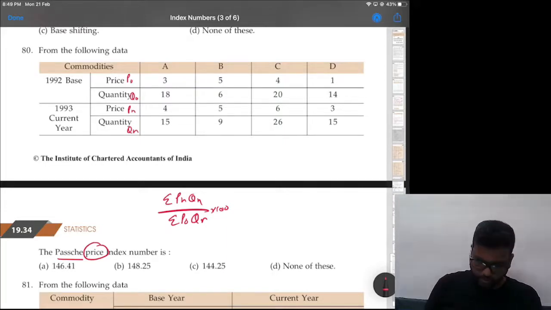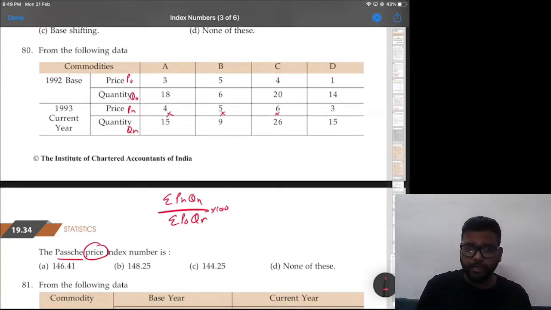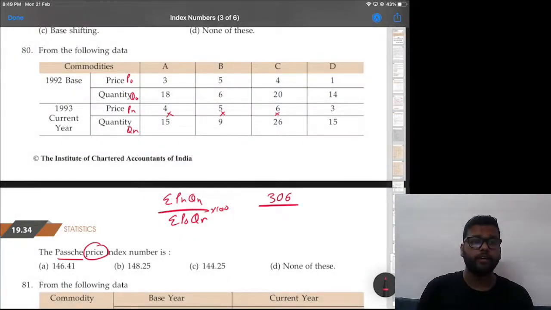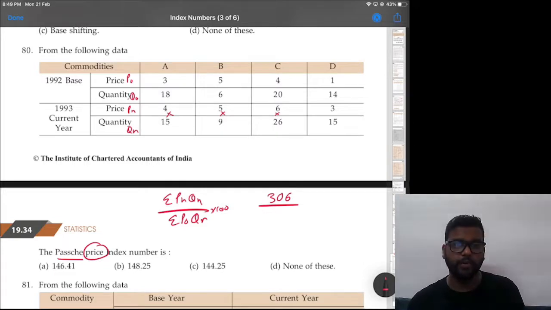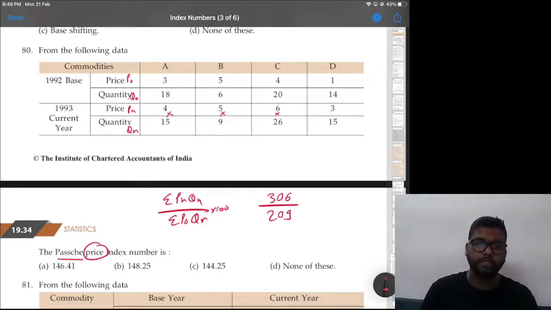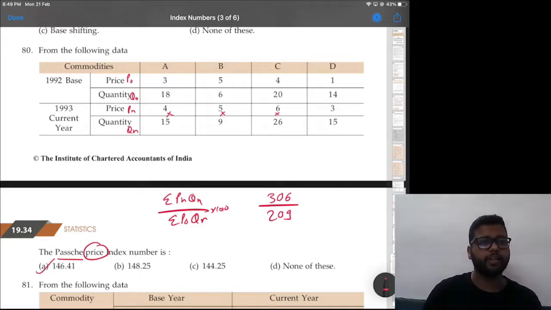Numerator is PnQn. So 4 into 15, 5 into 9, 6 into 26. Let's do it. 4 into 15 M plus, 5 into 9 M plus, 6 into 26 M plus, 3 into 15 M plus. If you press MRC, you get 306. Divided by P0Qn, that means 3 into 15 M plus, 5 into 9 M plus, 4 into 26 M plus, 1 into 15 M plus. If you press MRC, you get 209. So 306 by 209 is the correct answer, whatever it is. Let's check. 146.41. Yes, it is option A. So option A is the correct answer.